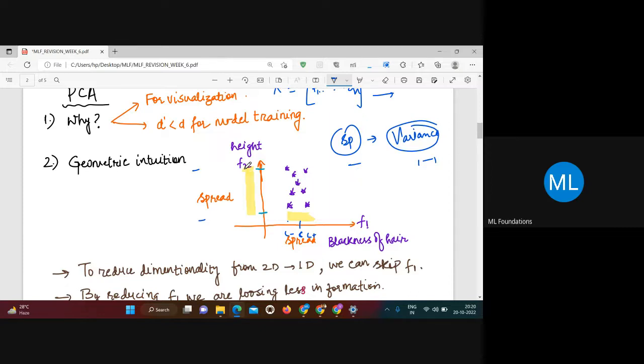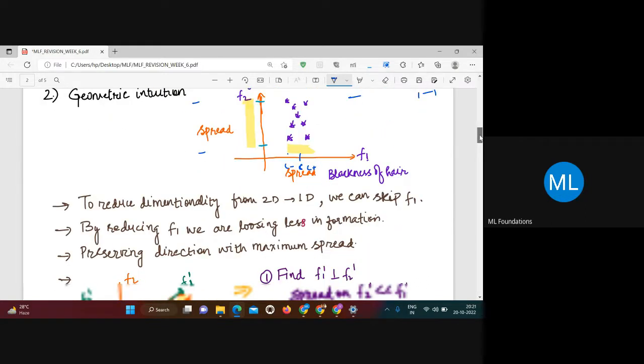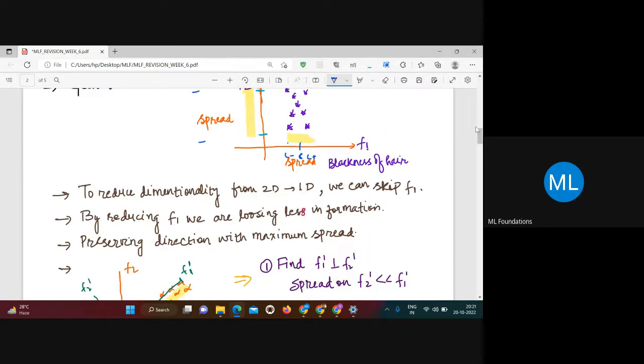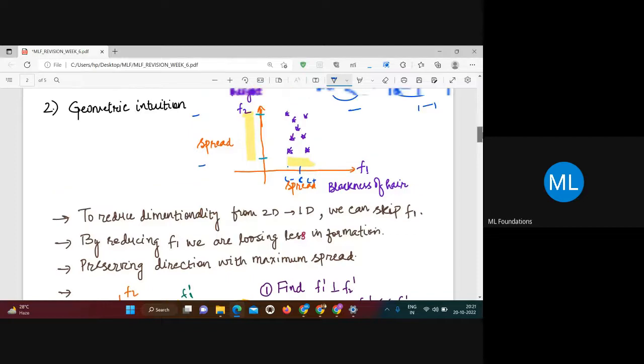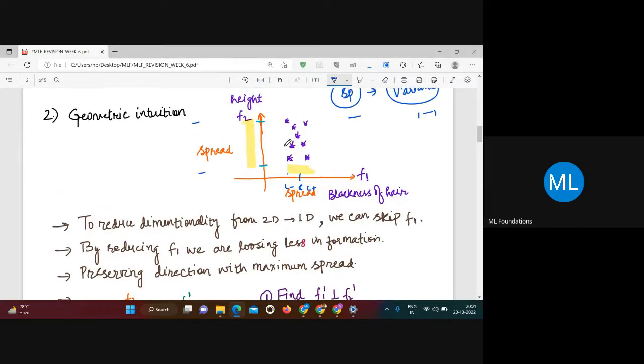We are removing those things where the variance is very less, and we are just conserving those directions or those features where the variance or the spreadness is very high, right? Yeah, understood. So this is the basic geometrical intuition. Now we'll see how generally we do this. This was a very simple data set we were taking.